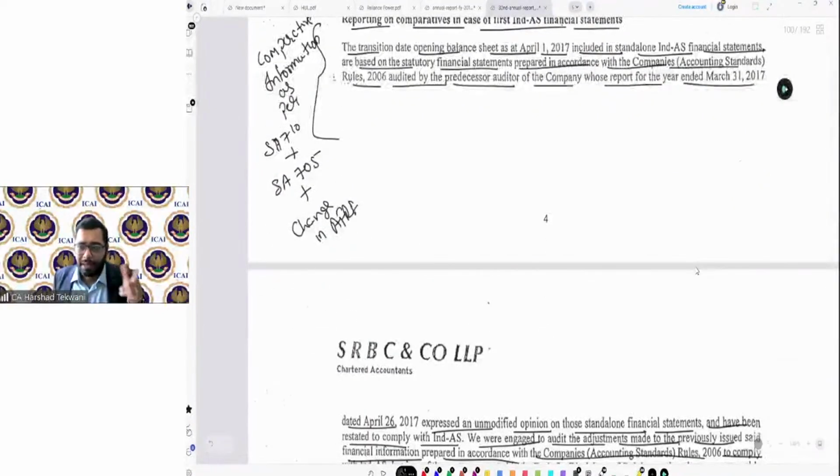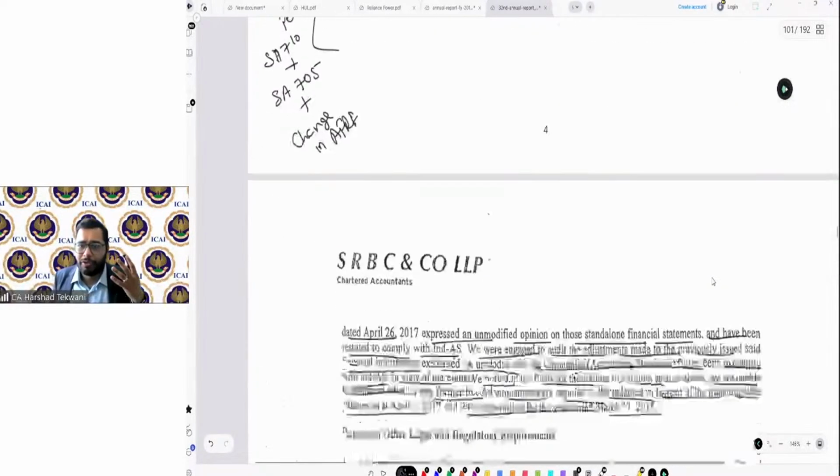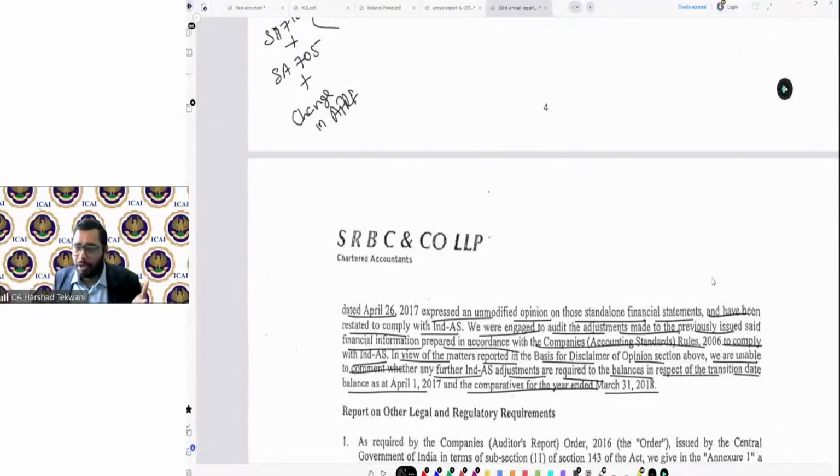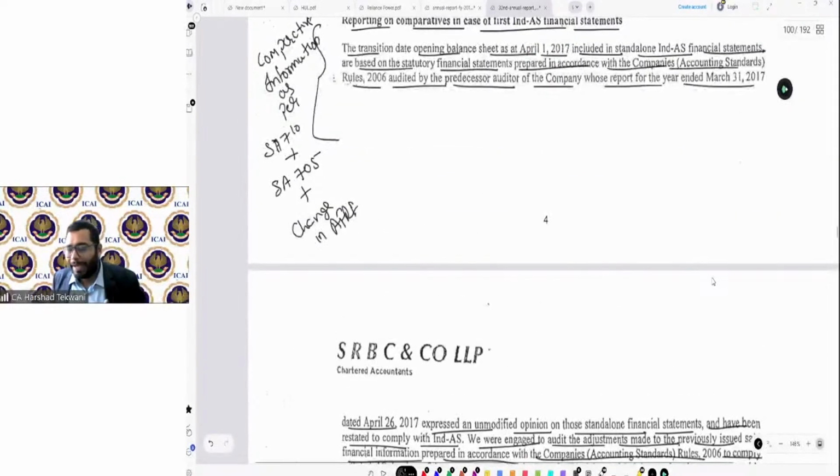But again, this is a part of the disclaimer of opinion also, because they are not able to get any other information. Plus they are pointing out there was some other auditor in the predecessor audit report. Plus they are also pointing out that there is a change in applicable financial reporting framework. Clear? So this is the wonderful example which clarifies SA 710 plus change in FRF as per SA 706.